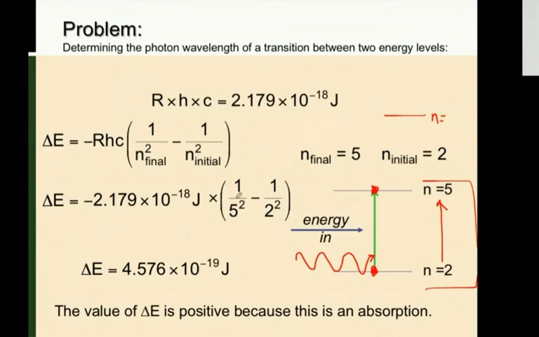So that gives us a negative value here, which will mean we will have a positive value overall, and that's what we have. We have delta E is equal to positive. So the value of delta E is positive because this is an absorption. You can see that it is absorbing light to go up here. It needs energy to effect this change from n is equal to 2 to n is equal to 5.